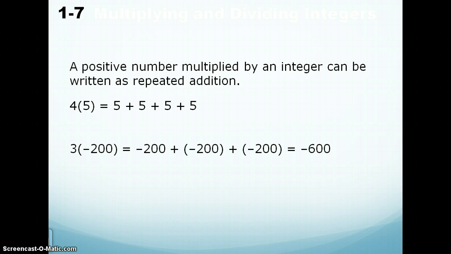So in the case of a positive and a negative, 3 times negative 200 would be negative 200 plus negative 200 plus negative 200, which would remain a negative 600. This shows a little bit about where our rules come from.